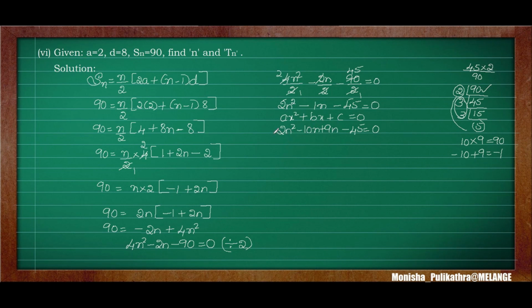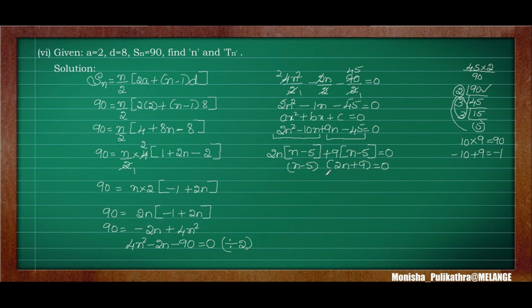After doing this, take the common factor from the first two and the last two terms. In the first two terms, the common factor is 2n. When we take 2n as common, the remaining will be n − 5, since 2 5s are 10. Next, in the last two terms, the common factor is 9, because 9 5s are 45. So take plus 9 as common, and the remaining will be n − 5. So n − 5 is common: (n − 5)(2n + 9) = 0.